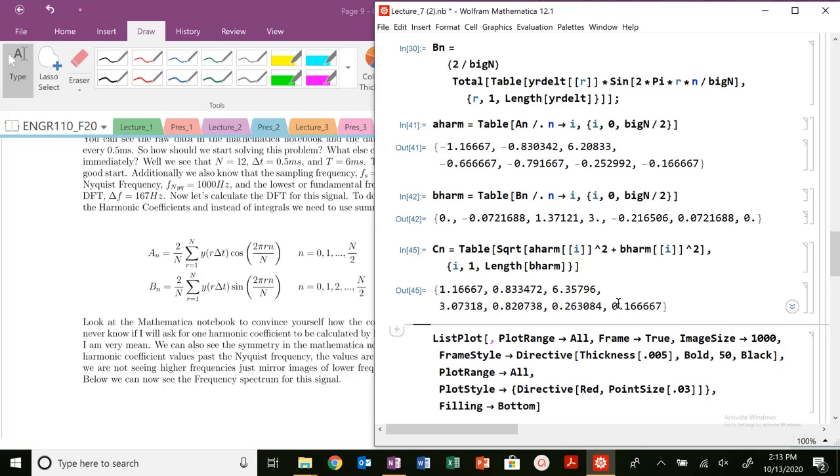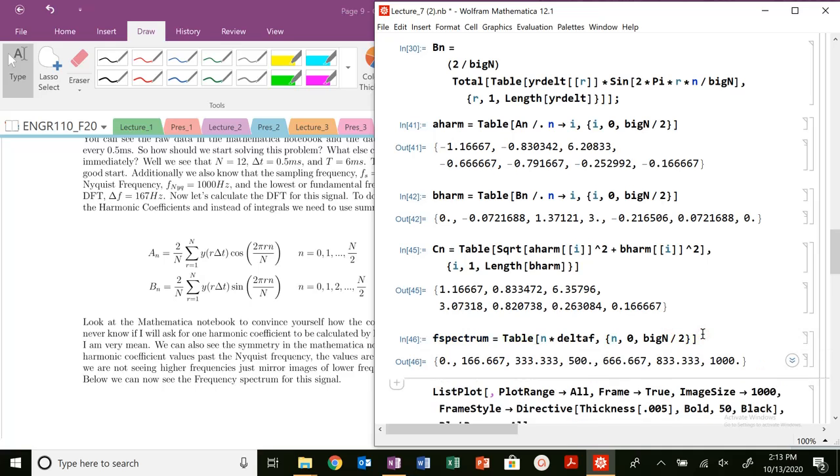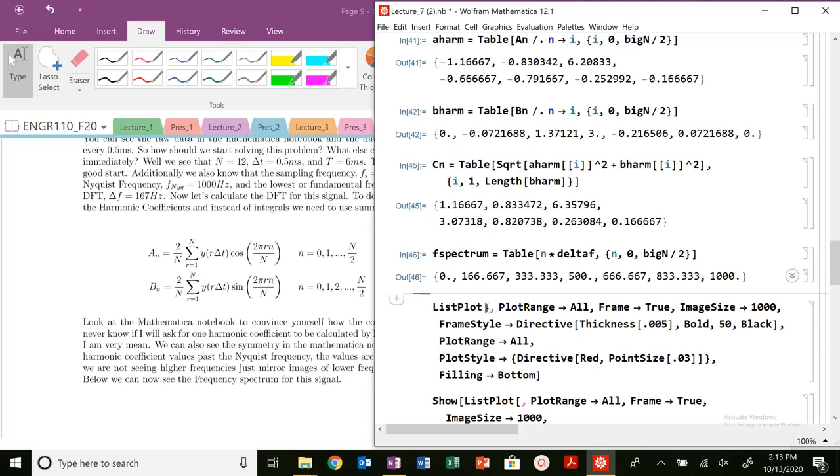How do I plot my frequency series? My F spectrum is just going to be equal to a table of n times delta f, where n goes from basically 0 to big N divided by 2. Actually, we don't want to do that. We want to go in integer values. Actually, this will be fine. You want to make sure you're in integer values as well. So go ahead and list plot this.